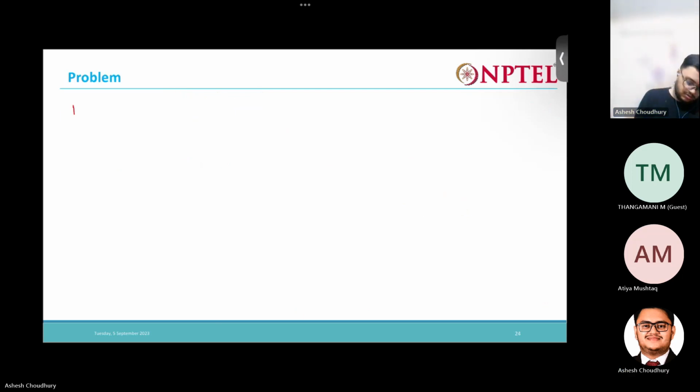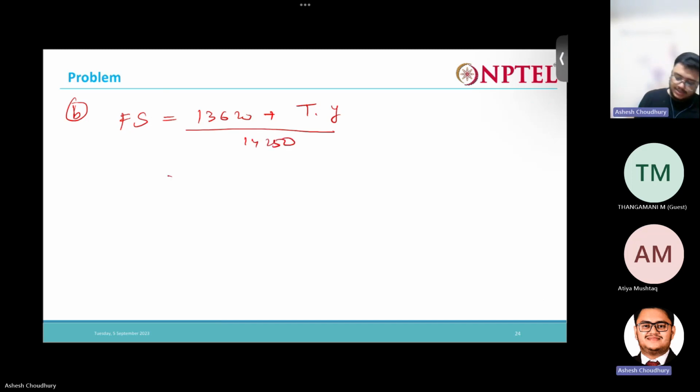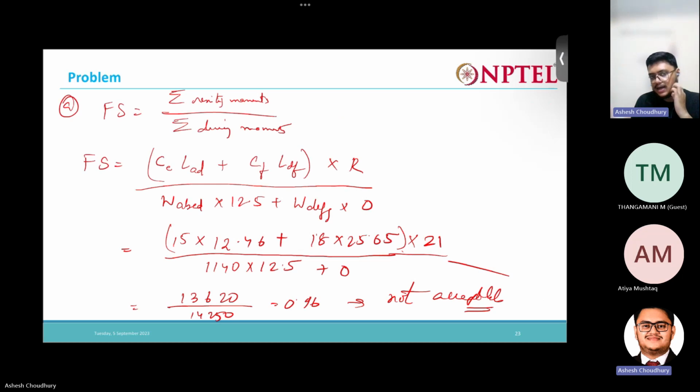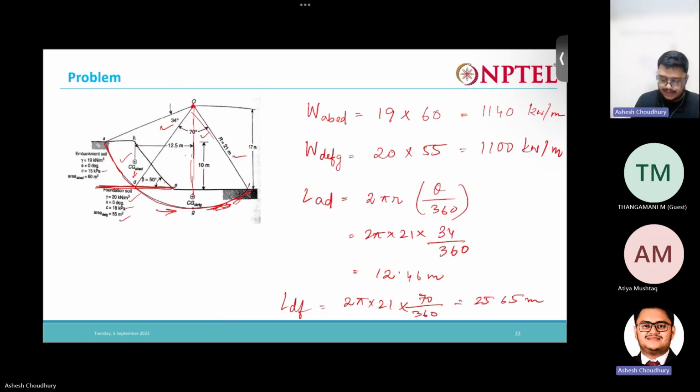So, factor of safety is 1.3620. That will remain the same. What will be the additional T times Y? What is T times Y? T is the mobilized strength, the strength of it. We are assuming that the complete strength of the geotextile will be mobilized. So T is the design strength times the Y.